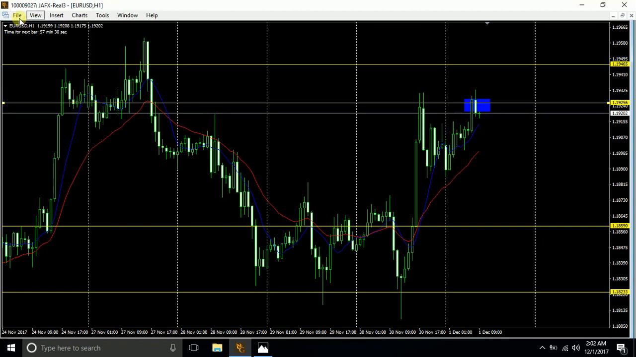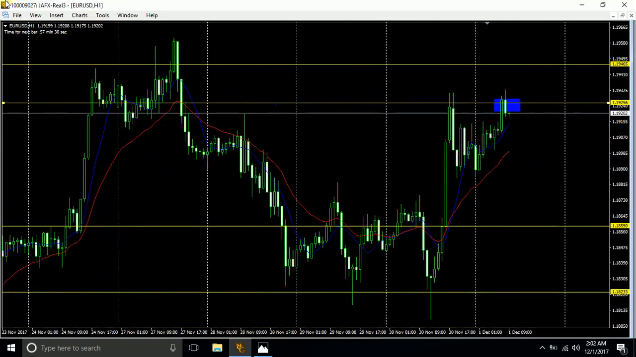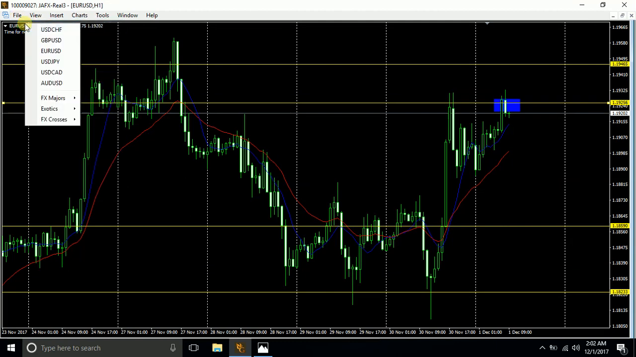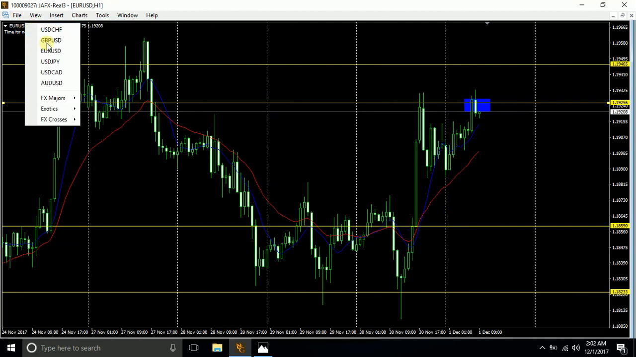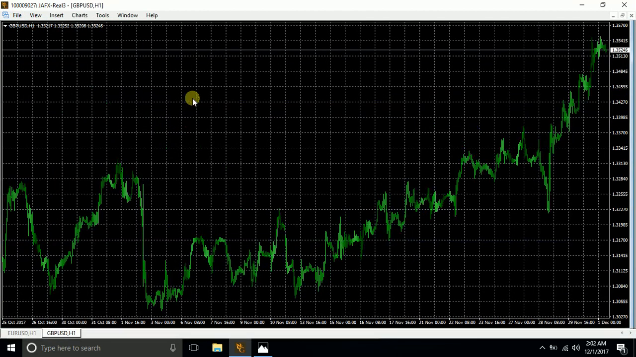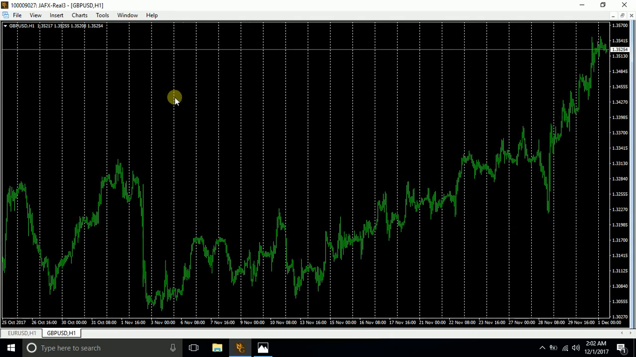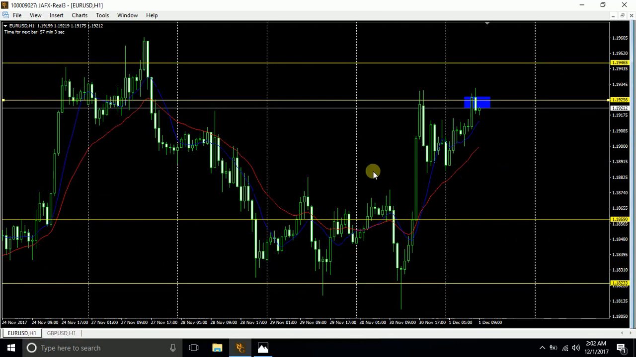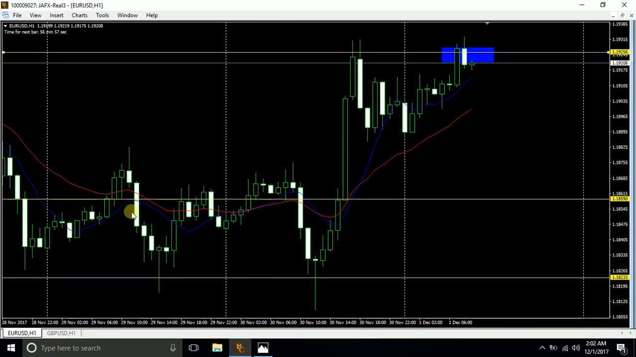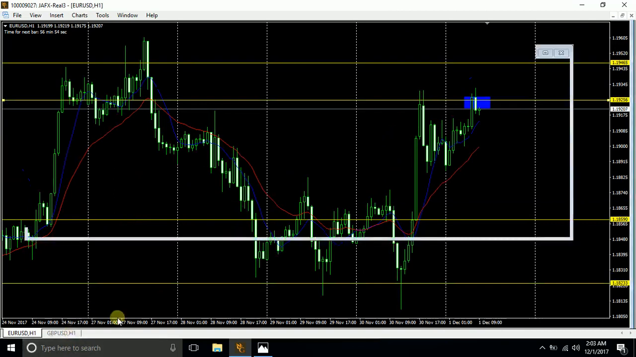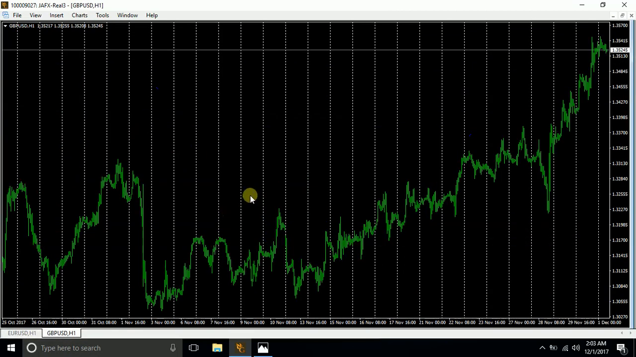In the meantime, we will pull up another pair. We're going to pull up another pair of the pound, and we'll do the same exact thing from scratch. So, Control G, Control Y. I'm sorry, I didn't mean to do that.